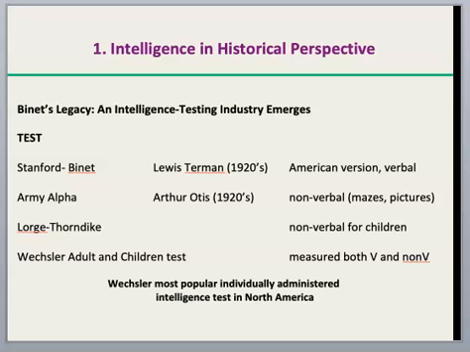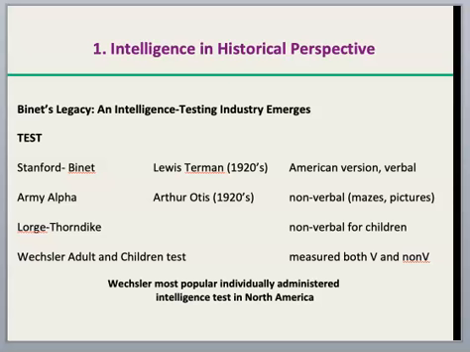In the last section, they talk about Binet's legacy and how the intelligence testing industry emerges. They go over how intelligence tests have developed over time, what we've learned, and how things moved along. On the left here, we've got the tests that they talk about. So just familiarize yourself with them and what effect they had. For example, the Stanford Binet was developed by Terman. That's the American version of the test, and it was very much verbal. You had to have verbal ability to do the test.